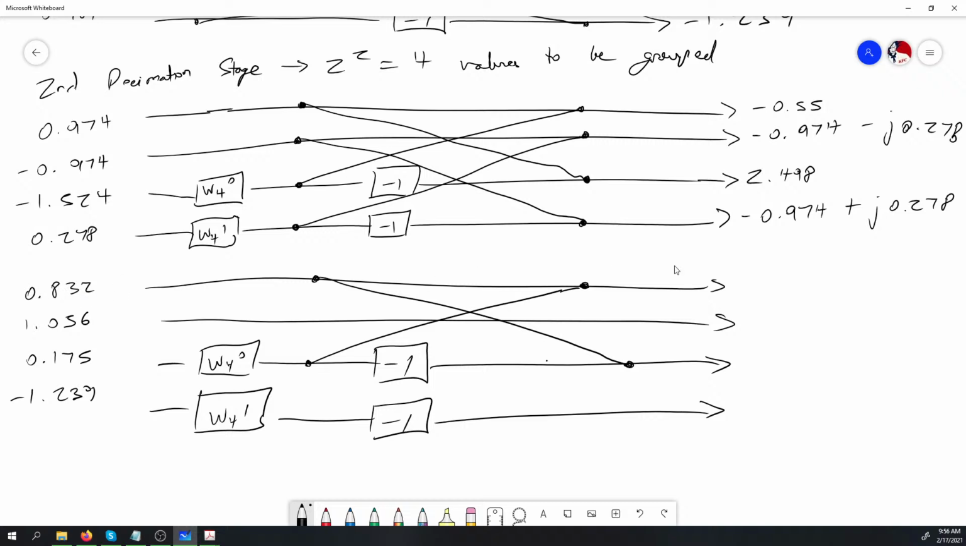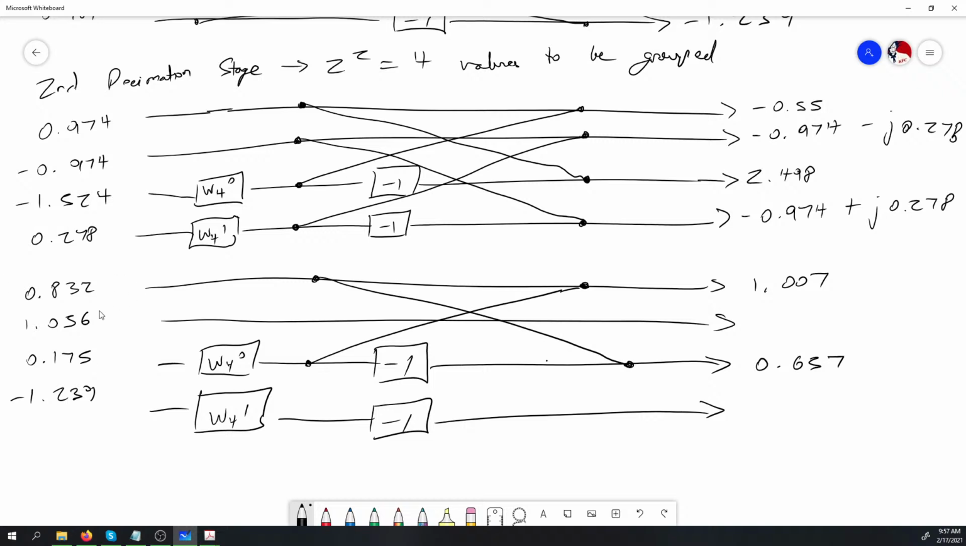So 0.832 will go across here, 0.175 by W4 of naught. W4 of naught is going to be positive 1, so that's going to be the addition of these two values here. Give us 1.007. Then, because this is W4 of naught here, we multiply by -1. That means it's going to be -1 as a result of the multiplication of these two, multiplied by 0.175. So that's going to be the difference of these two values, which will give us 0.657.